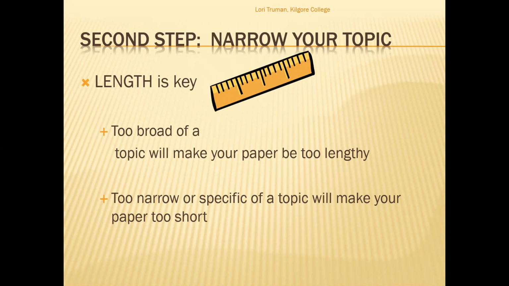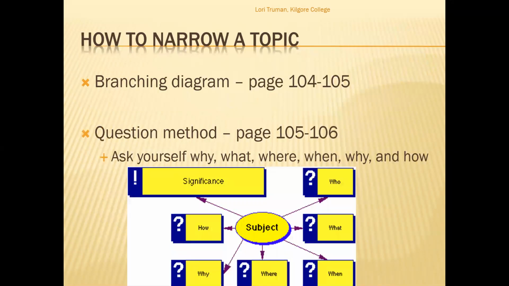Your book talks about some different ways to narrow your topic. One is the branching diagram, which is exactly what it sounds like. You put your topic there, and if it's too broad, you branch off of it. For example, let's say the topic of divorce. Well, that's much too broad. There are books on divorce. How could we narrow that down? What are some things we could branch off of it?